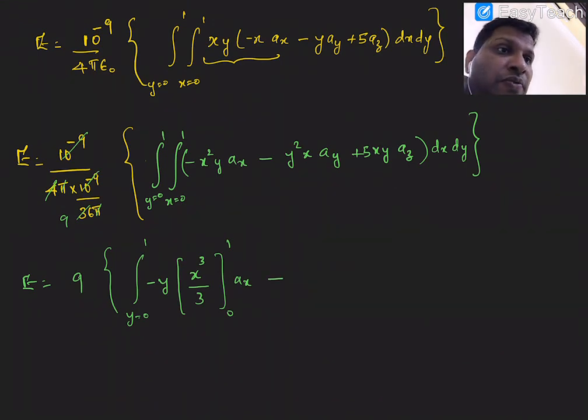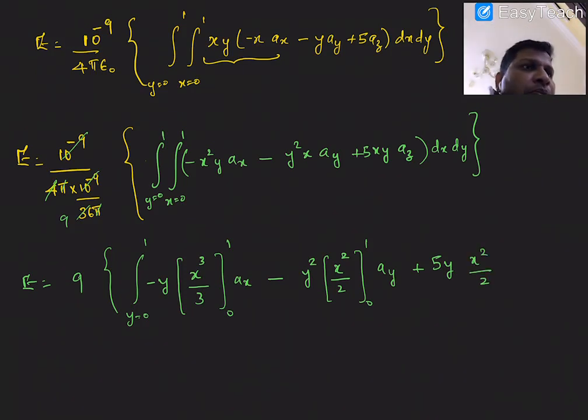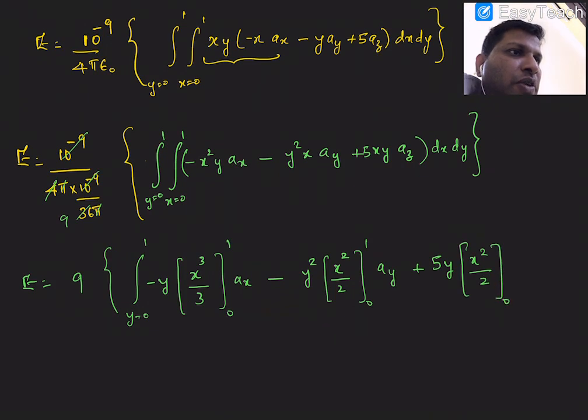Now minus y square, and what is the integral of x? x square by 2, which I can put from 0 to 1, into ay, plus 5y into x square by 2, which changes from 0 to 1. Now I have just integrated only with respect to x. I have to put my other variable, which is dy, so I will put it outside the bracket. That's good. So I will put this into dy.